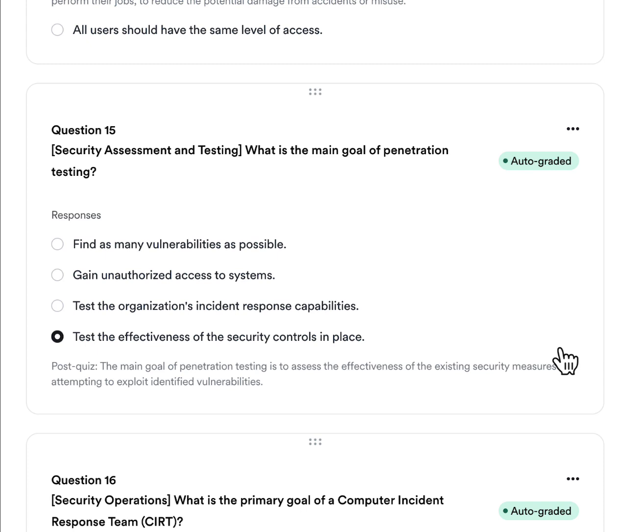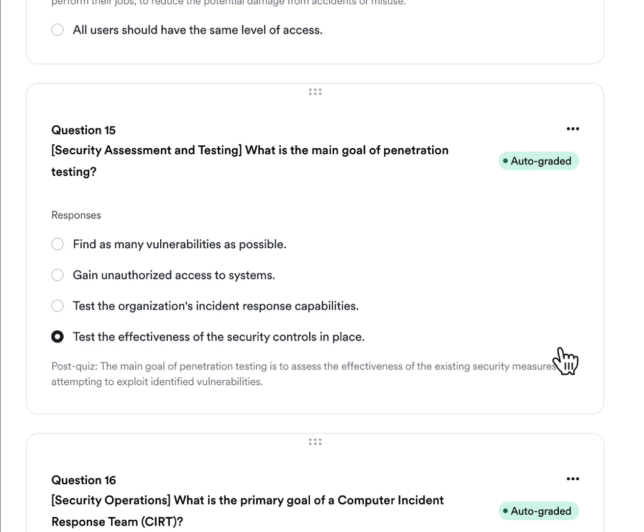Last question. What is the main goal of penetration testing? Okay, what is the main goal of penetration testing or pen testing? A, find as many vulnerabilities as possible. B, gain unauthorized access to a system. C, test the organization's incident response capabilities. Or D, test the effectiveness of the security controls in place.